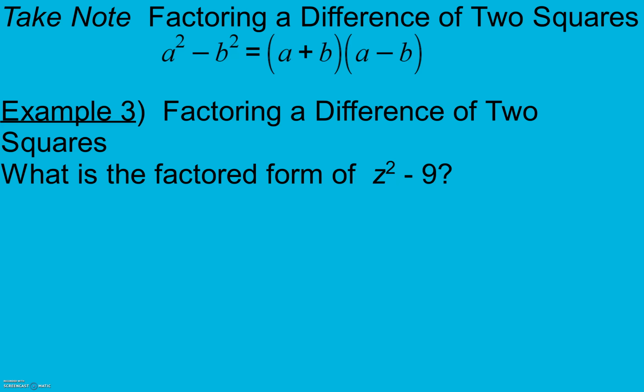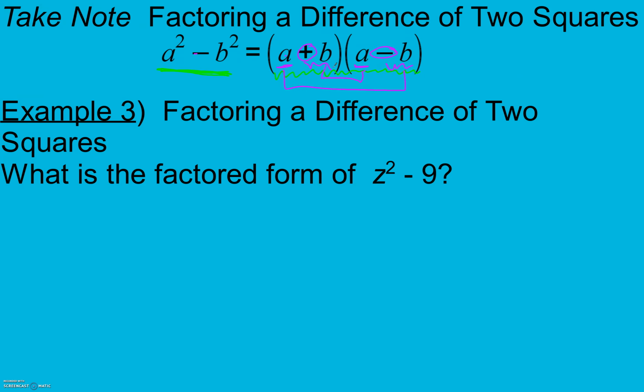Take note here, factoring a difference of two squares. If we have a squared minus b squared, that factors into a plus b and a minus b. We started, again in section 8.4, I believe it was, with our binomials and multiplied them to get to here. Now we're just working backwards. If our firsts are the same and our lasts are opposite, that's how we get first term squared minus last term squared, because our signs are different. Our outsides and insides are going to cancel there.